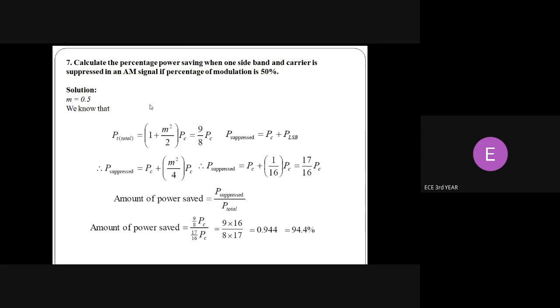So how do we calculate the amount of power saved? The amount of power saved is calculated by P suppressed divided by the P total. So these are the things we have been seeing.